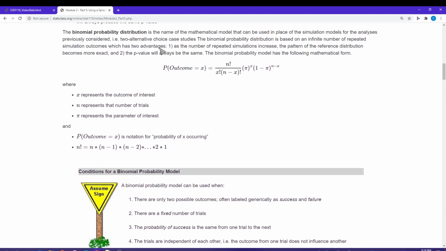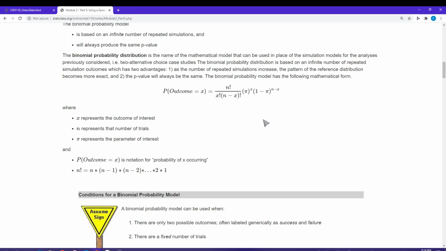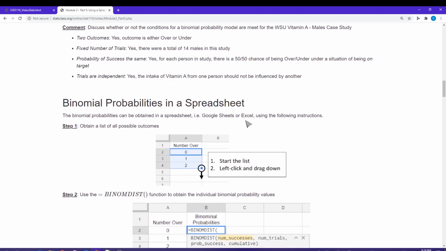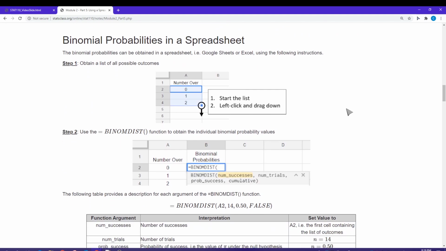I skipped over some of the syntax or the mathematical formula up above. This is what the probability formula looks like for a binomial probability model. Now we're not going to need to use this because we're going to use a spreadsheet to obtain our outcomes. Okay, so let's move on to how to get this done in a spreadsheet.